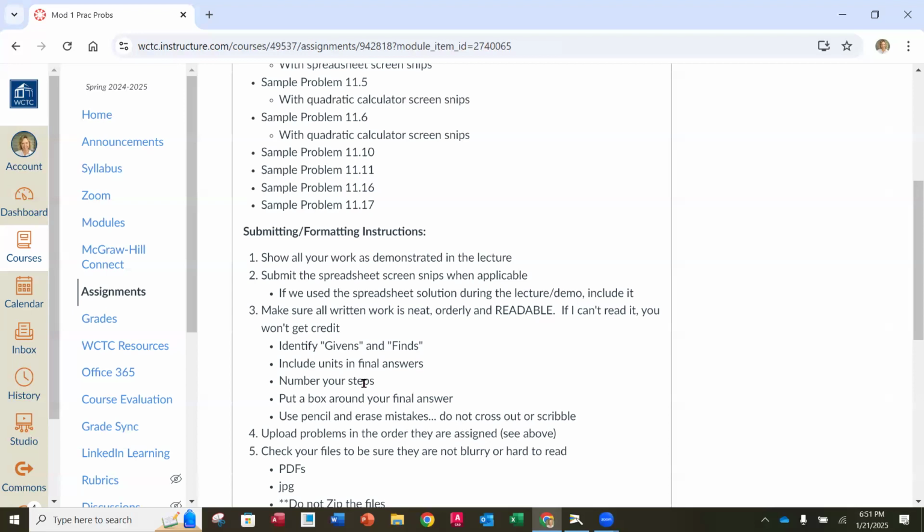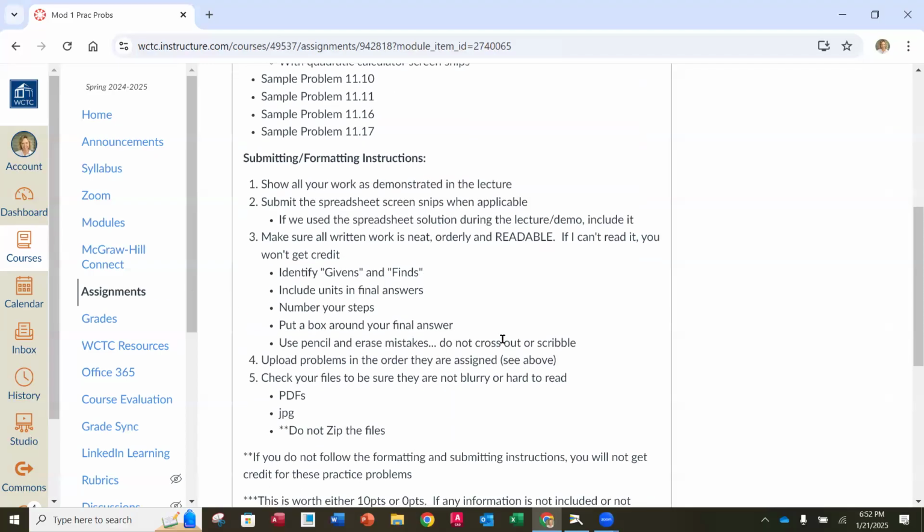Make sure that all written work is neat, orderly, and readable. Okay. If I can't read it, you won't get credit. So make sure you're identifying givens and finds. Make sure that you include your units in your final answer.